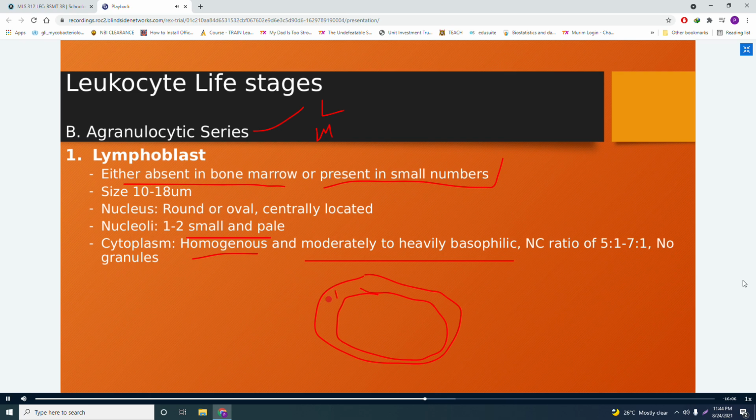You see it, class, it looks like a plain, flat, even. It has an NC ratio of 5:1 to 7:1. There are no granules. Okay.